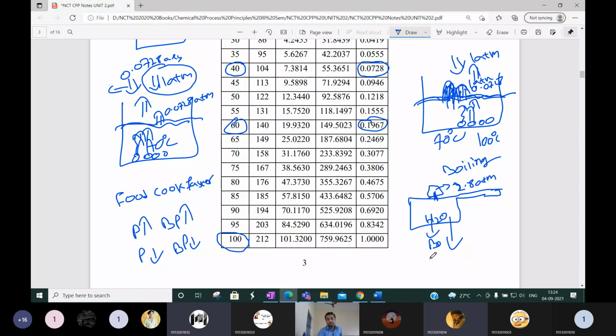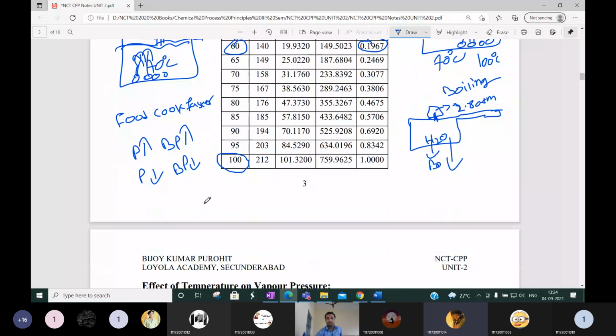Less than 100, sir. More than 100, na? See, at 100 degrees centigrade, 1 atmosphere is the boiling point. 1 atmosphere, yes. Or we can say, more pressure, more boiling point, okay. Yeah. At 100 degrees centigrade, let me explain once again.